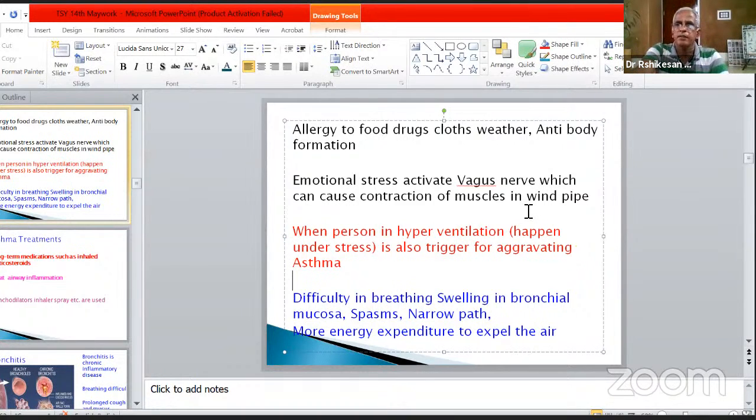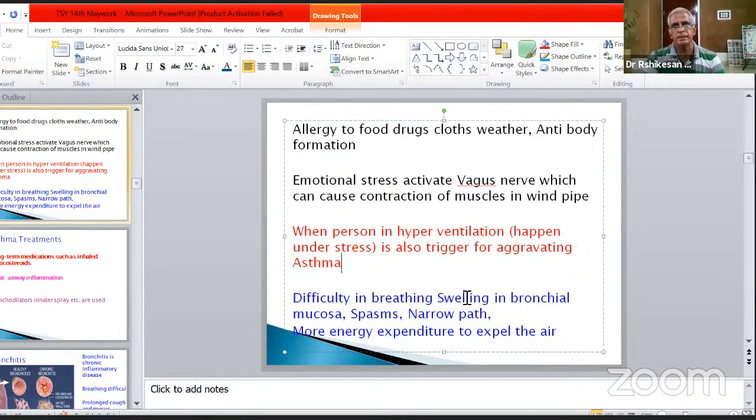We can interact. I think it increases. Okay, so the breathing rate increases, hyperventilation, and a person in hyperventilation is also a trigger for aggravating asthma. So emotion is a direct factor in asthma and these respiratory disorders. There is difficulty in breathing, swelling, and spasm narrows the path. Then more energy is required. The person is already weak and needs more energy. How will he get it? And then you give modern anti-inflammatory medicines, and that load is also already there. It's a vicious circle. If you withdraw, again it comes.